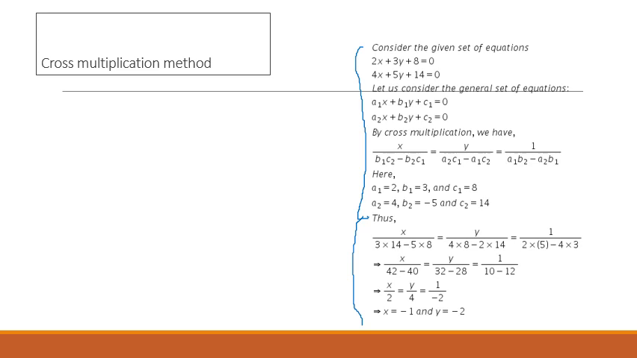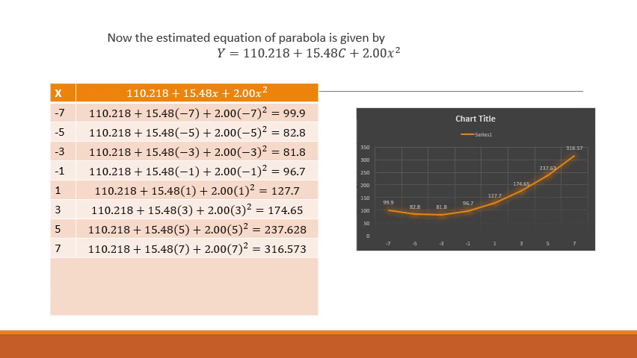I think you already know the cross multiplication method because you have learned it in the course of algebra and mathematics by Mr. Rauf Saab. He is your professor. So I am not going to explain this method because it will take a lot of time. Next, I have estimated the value of A. This is A, this is B, this is C.